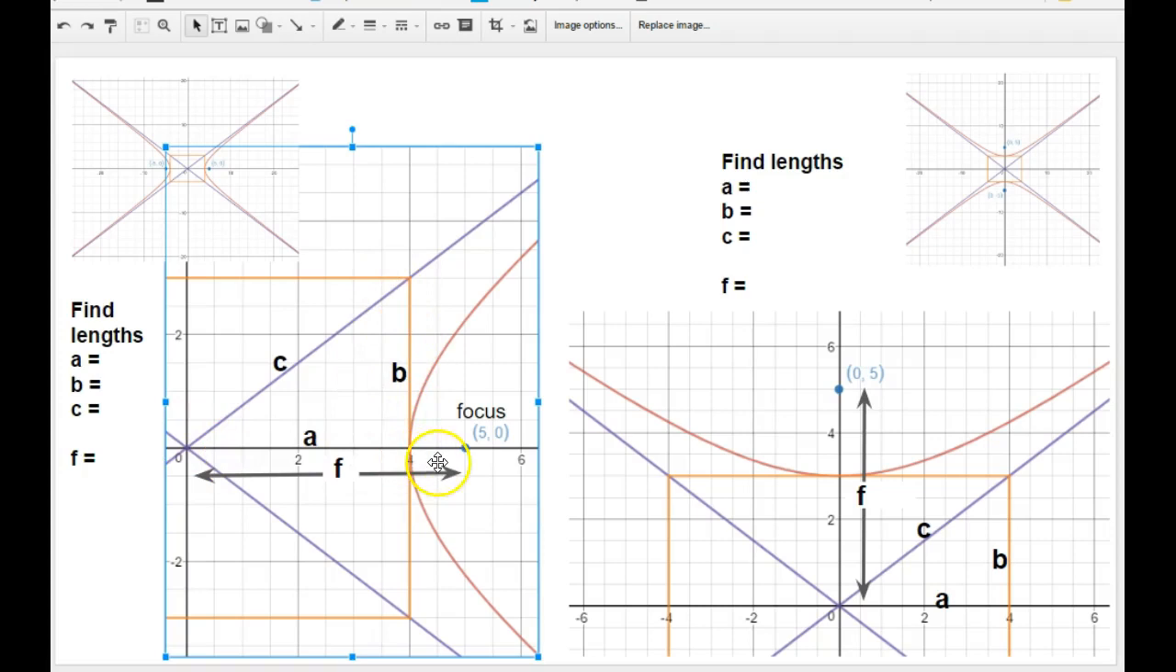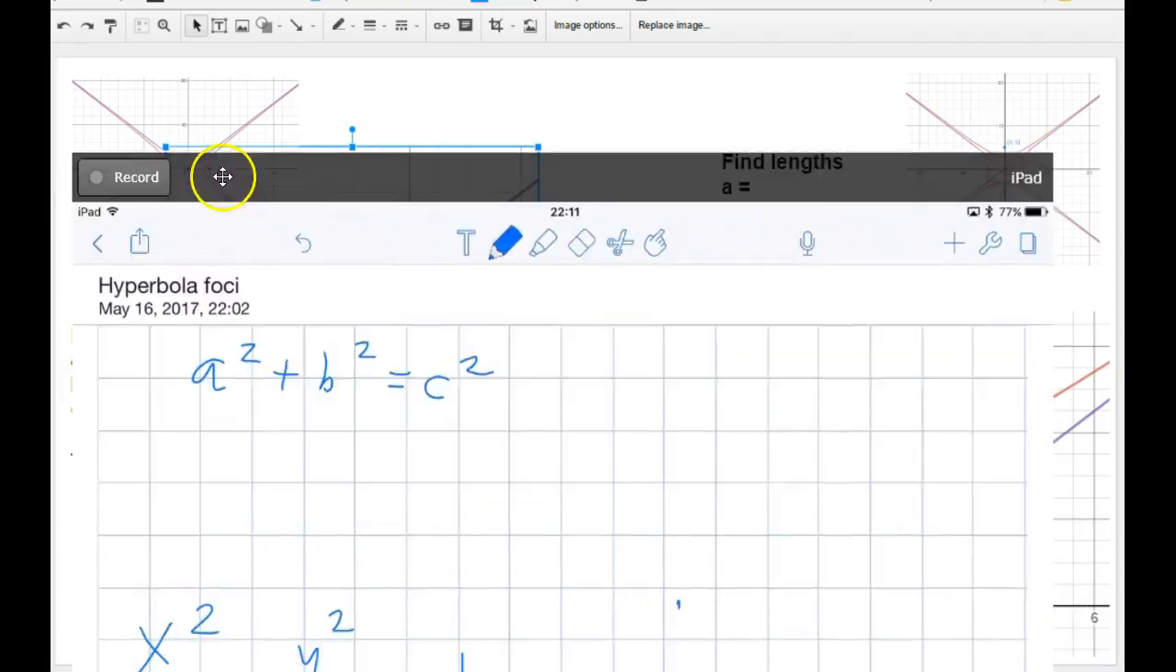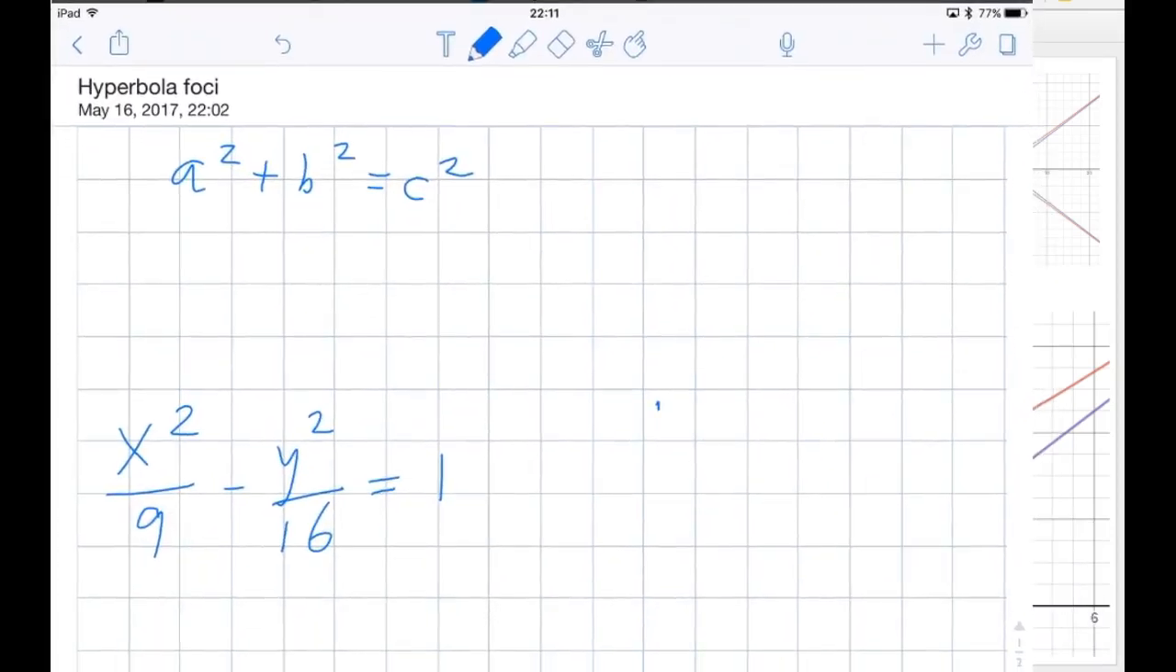So I made this one so that it would work out perfectly, but of course sometimes it's not going to be a nice whole number. But anyway, the Pythagorean theorem is always going to work for you to find this distance from the center to the focus. Notice that this length is 5, and the length from 0 to the focus is also 5. Okay? So now I'm going to show you a couple examples with equations.